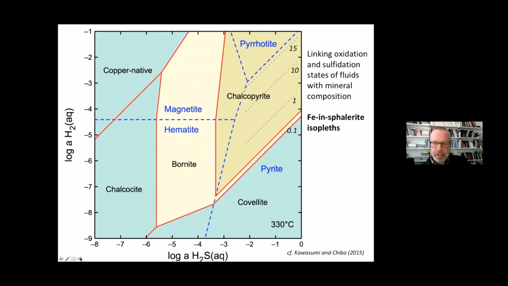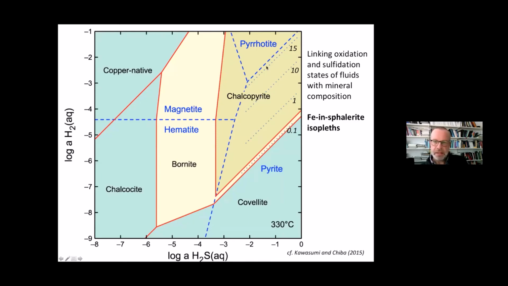So why would we do this? Why do we care? It provides us with an opportunity, and I think Kawasumi and Chiba were the first ones to really go down this alley a good amount, to link the oxidation and sulfidation state of the fluids with mineral compositions. Here's an example where I just contoured the iron isopleth, iron in sphalerite, onto this diagram. You can see that if your fluid has a high sulfur fugacity, then the sphalerites should be low in iron.